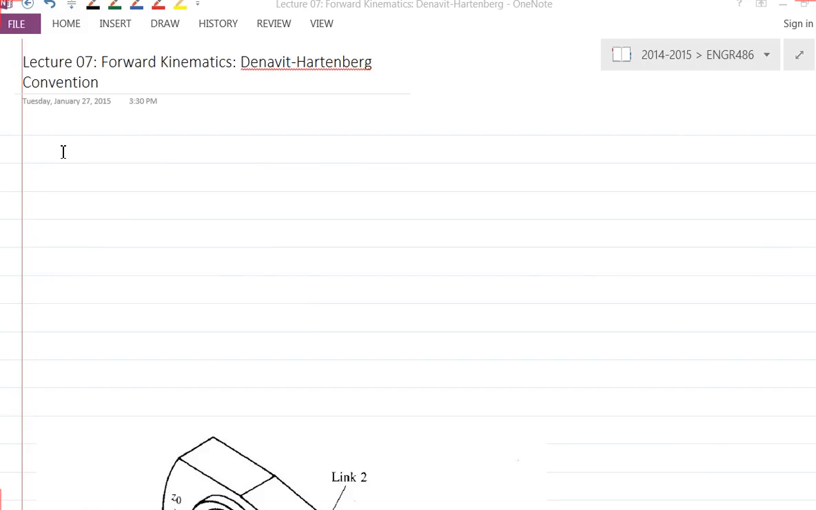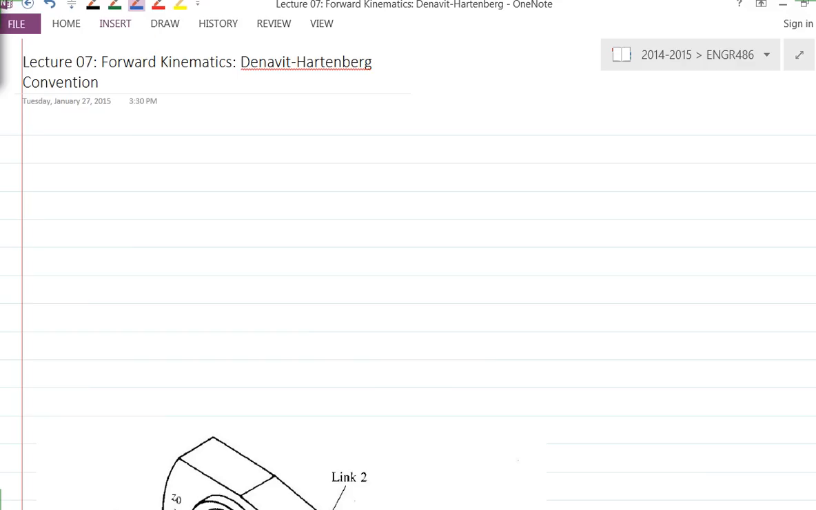Okay, so let's talk about forward kinematics now. We're going to relate this to industrial robots. As you're going to see, we're going to use the so-called Denavit-Hartenberg convention for our forward kinematics. But first of all, just some generic concepts.